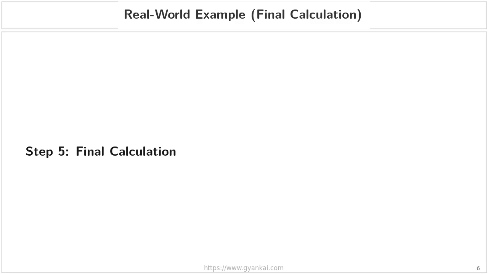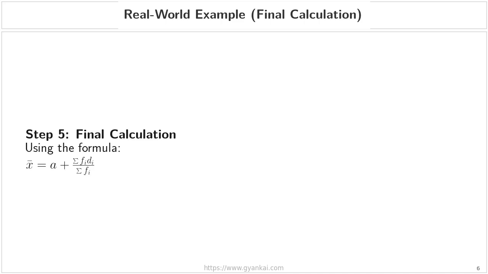Now that we have successfully calculated our total sum of frequencies and our total sum of the products of frequencies and deviations on the previous slide, we have reached the final and most crucial part. Step 5, the final calculation. To find our actual mean, we will use the formula for the assumed mean method. This is expressed as x bar equals A plus the quantity, the sum of f sub i times d sub i divided by the sum of f sub i.